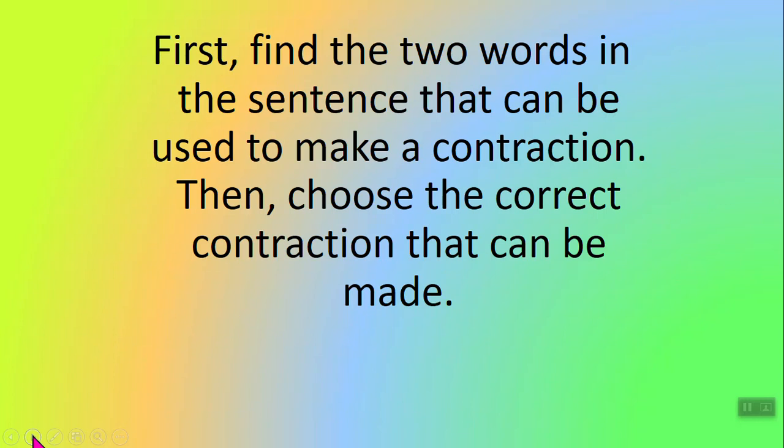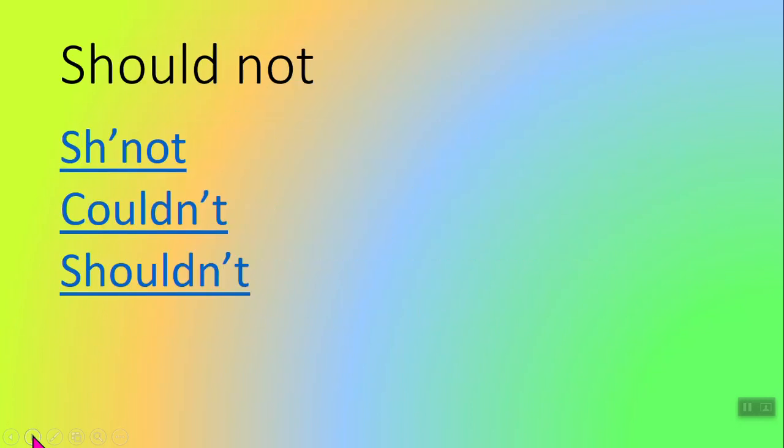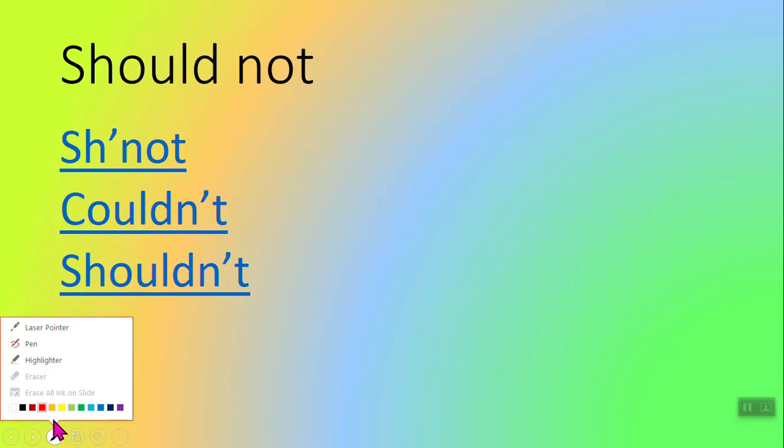Now first find the two words in the sentence that can be used to make a contraction. Then choose the correct contraction that can be made. Should not will become, which is the correct way to write shouldn't? Yes, you're right. It is the last one, the third one. Let me circle it. This one is the correct answer. Shouldn't. So what did we do? Instead of writing not, we just took out the O from here and we put the apostrophe instead.